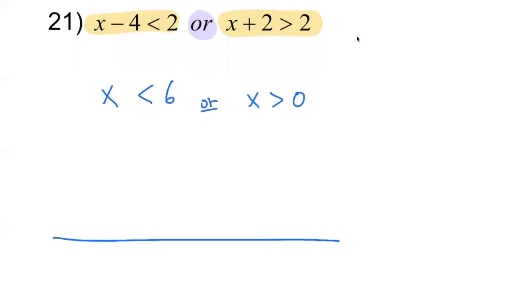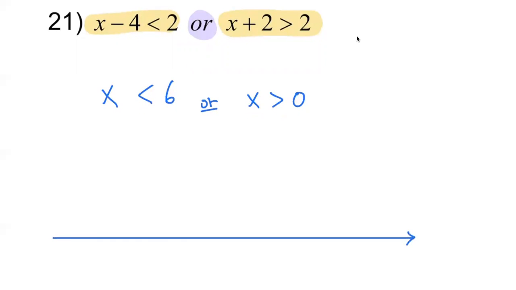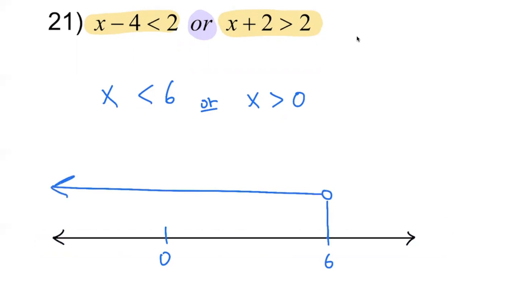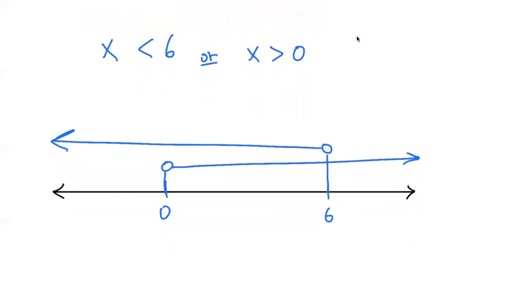We're going to use a number line to represent our current inequalities. So we have 0 and we have 6. x is less than 6, and x is greater than 0. Again, it only has to fulfill one of the two conditions. Let me propose some numbers and see if you can make sense out of it.